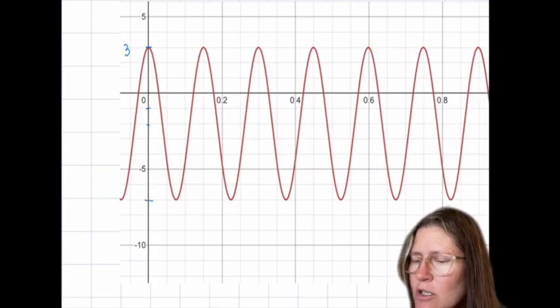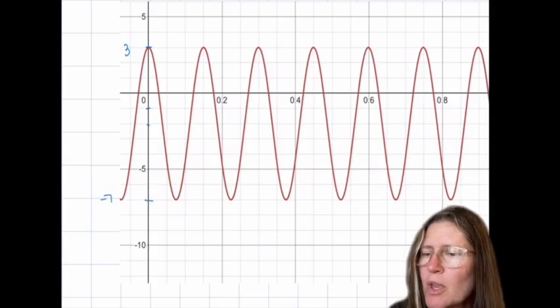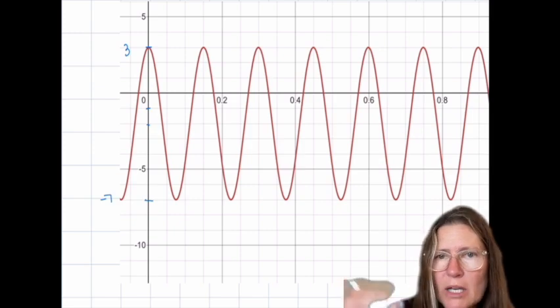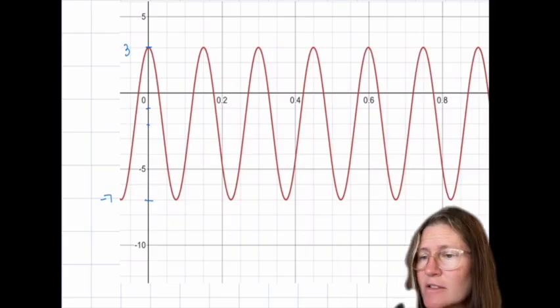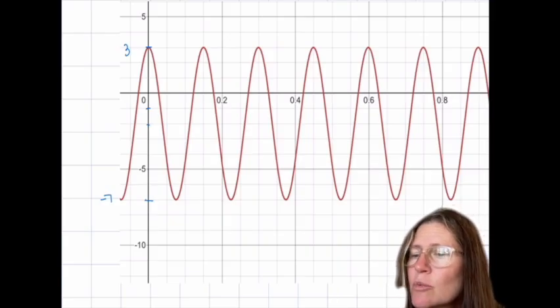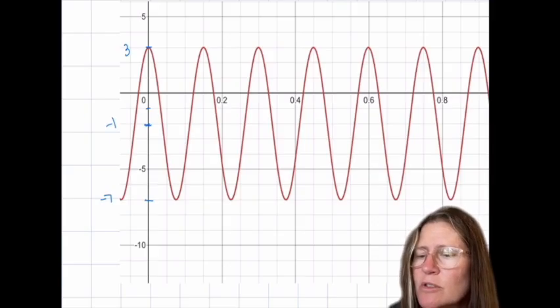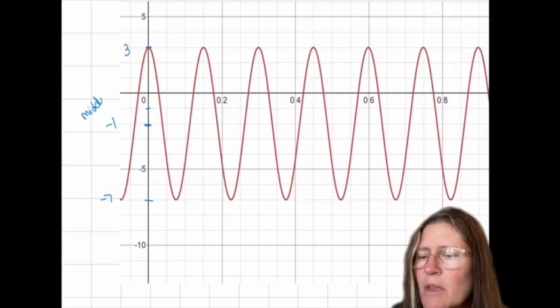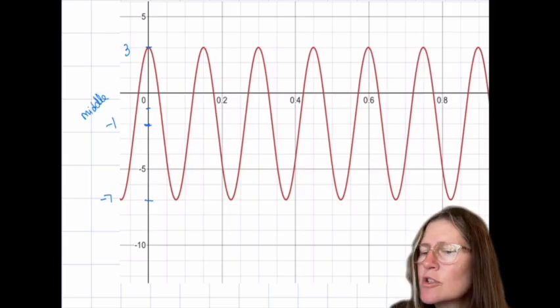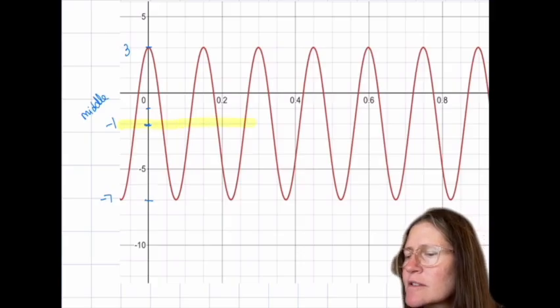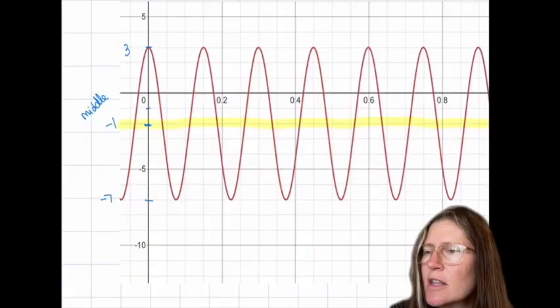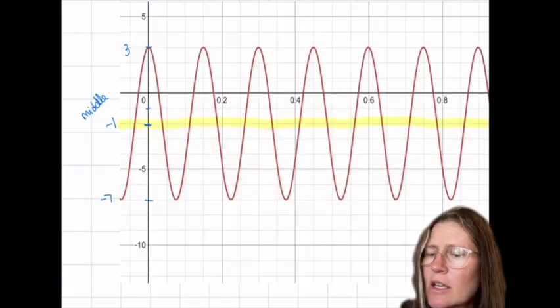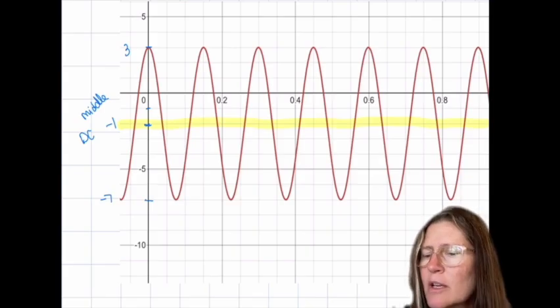And then down here, this would be a -7. So the span from -7 to 3 is going to be 10. So half that is going to be 5. So 1, 2, 3, 4, 5 is going to put us at -1. So this would be your middle. This is going to be the DC value, which is going to be a constant, and that would mean then it's a DC value of -1.